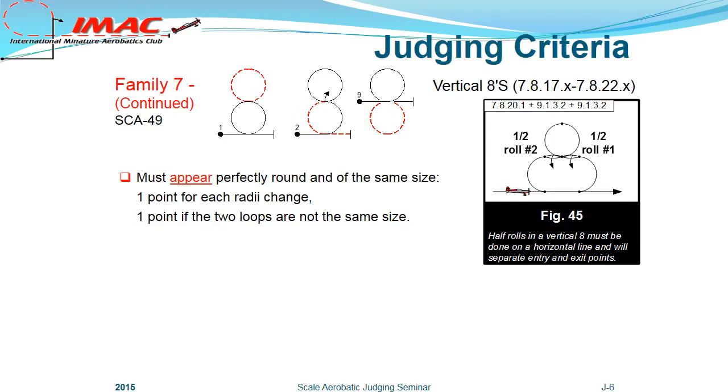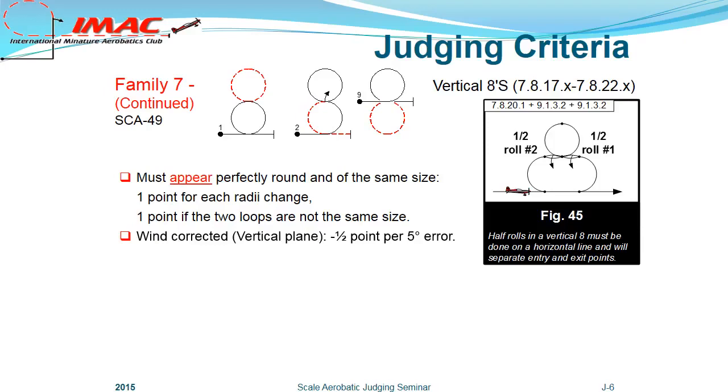The figure could be drawn with both loops above the entry, both below the entry, or 1 loop above and 1 below. The loops should appear perfectly round and are required to be the same size. A 1-point deduction is assessed for each radius change noted, or if the size of the loops are different.